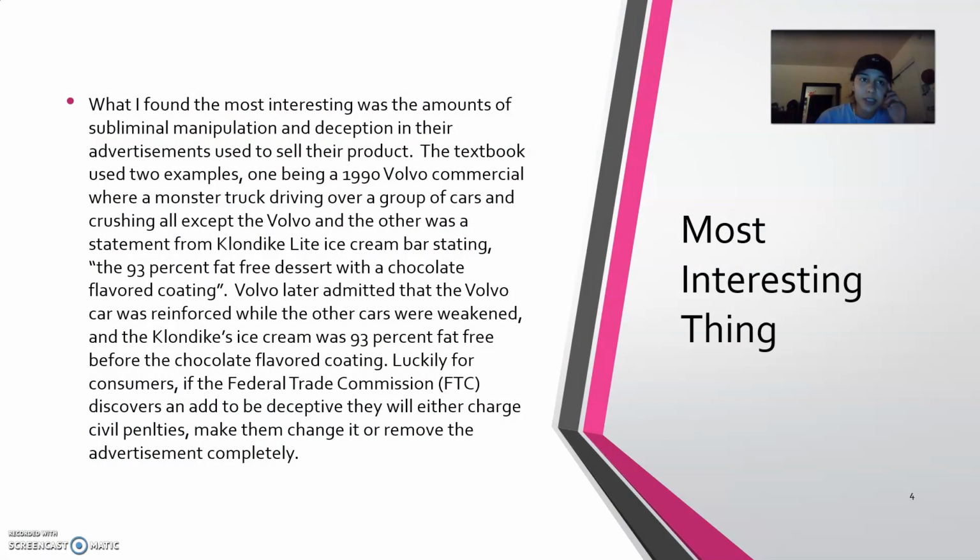The most interesting thing to me in this chapter was the amount of subliminal manipulation and deception in advertisements used to sell products. The textbook used 2 examples, one being a 1990 Volvo commercial, where a monster truck driving over a group of cars crushes all except the Volvo, and the other was a statement from Klondike Light Ice Cream Bar stating, "The 93% fat-free dessert with the chocolate-flavored coating."